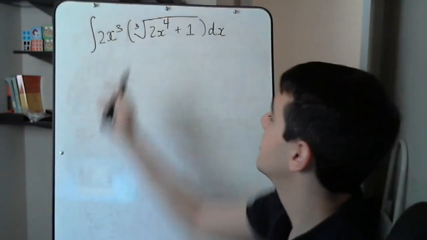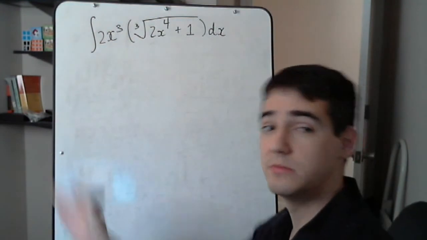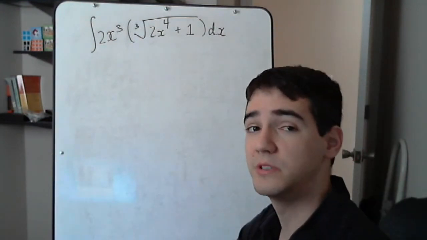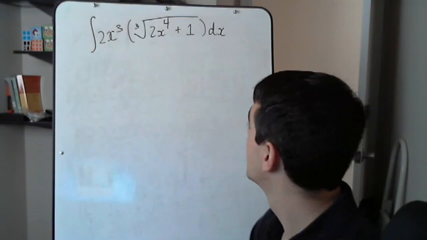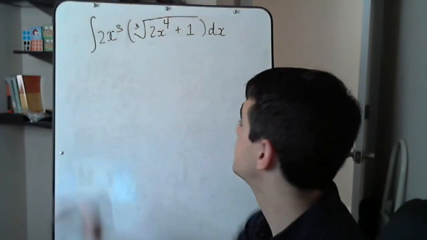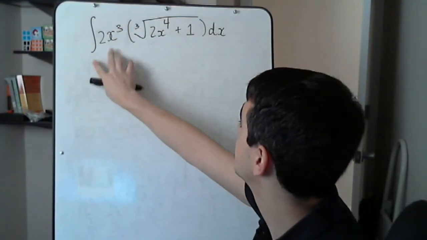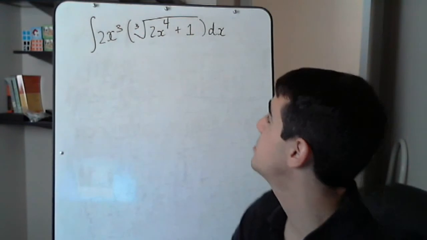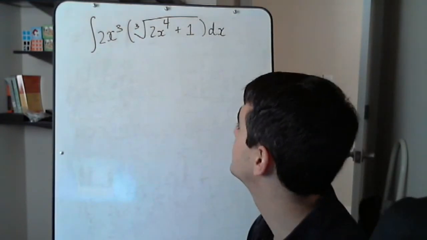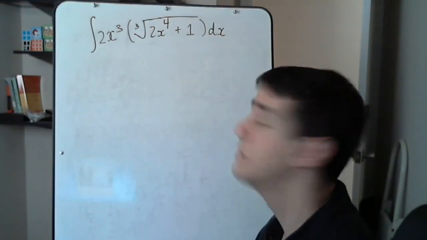Now again, this is assuming you watched the first video or you understand at least the basics of integration. This is a continuation of U-substitution. So the problem here is the integral of 2x cubed times the cube root of 2x to the fourth plus 1 dx.